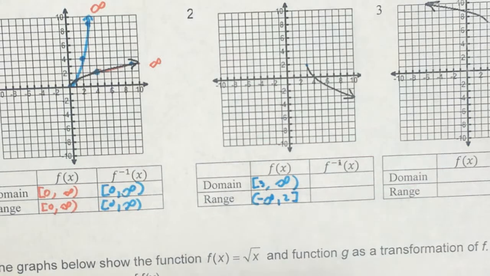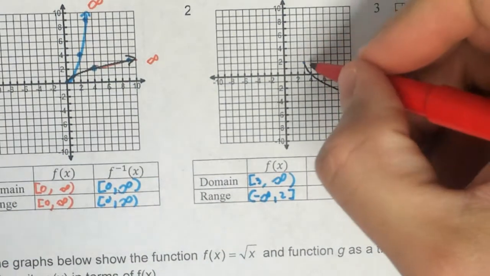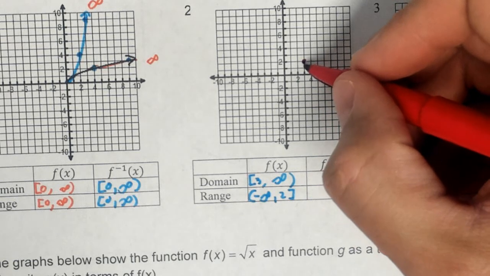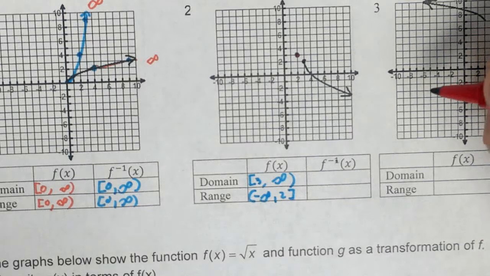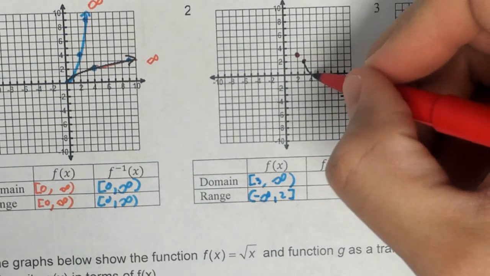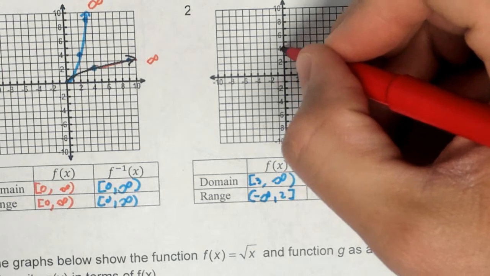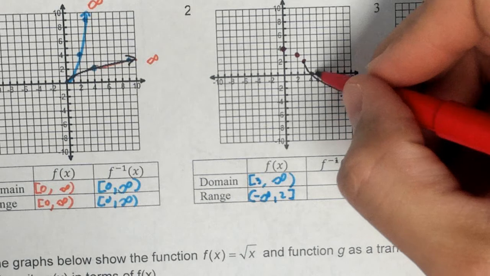Now for my inverse, we're going to mirror that across that line in the center. So let's pick a point. This point right here is 3, 2. The mirror of 3, 2 is 2, 3. This looks like a good point here, 4, 0. So we have 0, 4.